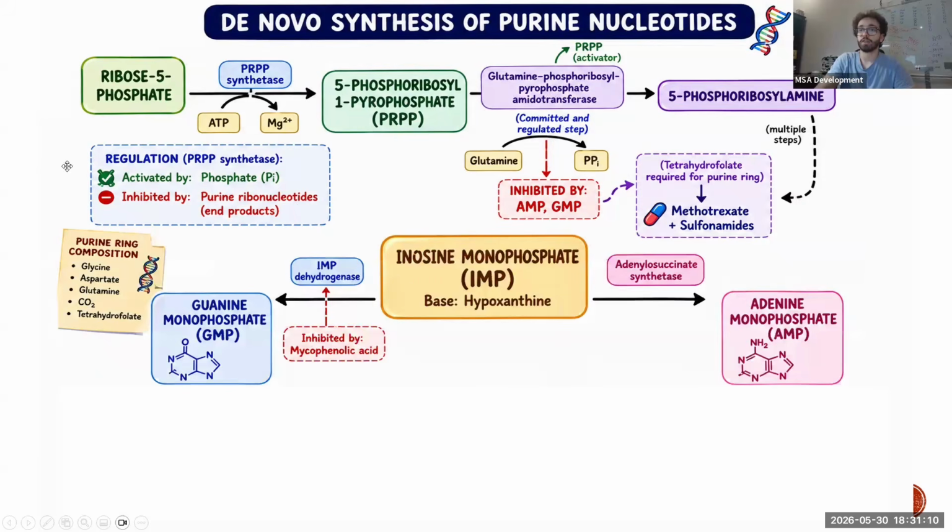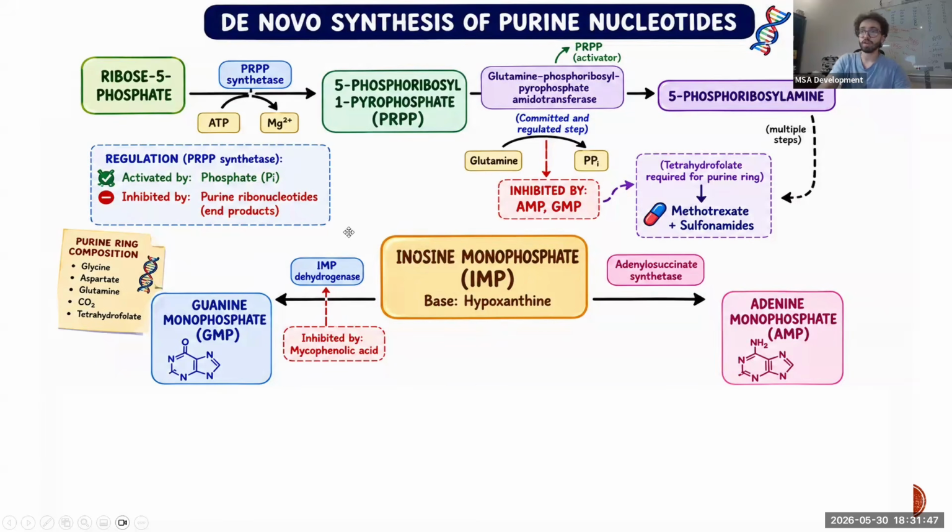Now, again, the purine ring composition. We already said this in the previous slide: glycine, aspartate, glutamine, CO2, and tetrahydrofolate. Now let's go to the nucleotide itself, which contains the base. The first nucleotide created, just as I said in the previous slide, the baby, the first one created in purine metabolism, is inosine monophosphate. And what is the base of it? Hypoxanthine. Then this IMP will change into either adenine monophosphate or guanine monophosphate through different enzymes.